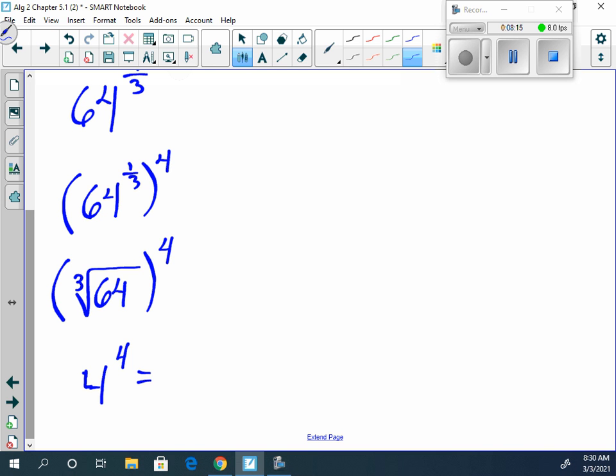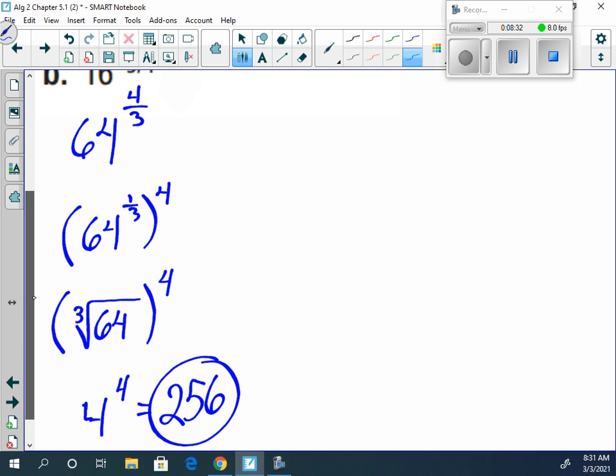Well, 4 to the 3rd is 64, so we can do 64 times 4, which is 256. Or we can do 4 to the 4th in the calculator, and it would tell us 256. I have a feeling also if you did 64 to the 4/3, it would give you 256. Okay. Any questions on anything we've done so far?